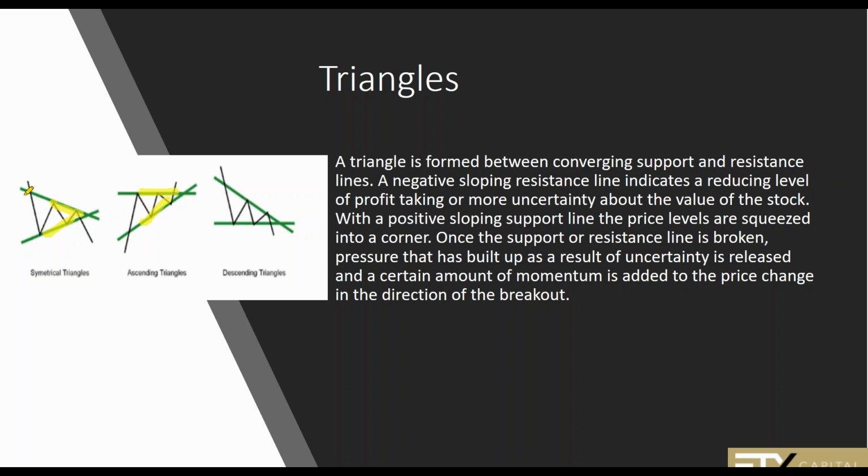And a descending triangle is just the reverse. But in all cases, as price moves into this corner, it's going to break out. And there's no rule that says it's going to break down or break up. But there is a formula that is based on the amount of momentum that can be added to the price change. Okay, and it will help us then, when it breaks out, tell us what level that asset should bounce to or should have the momentum to break through when it breaks out of that pattern.